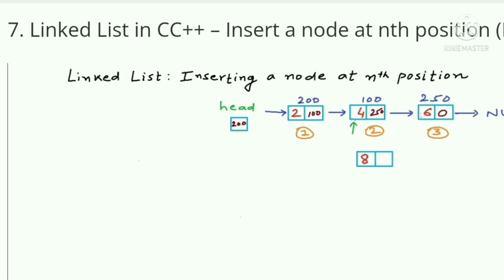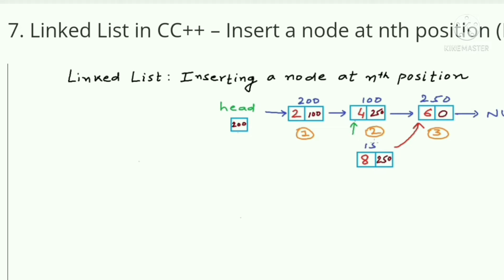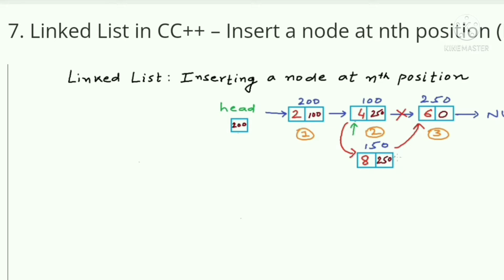Now the first thing that we will have to do is set the link field of this newly created node equal to the link field of this n-1th node. So we will have to build this link. Let's say the address that we get for this newly created node is 150. Once we build this link, we can break this link and set the link of this n-1th node as the address of this newly created node.